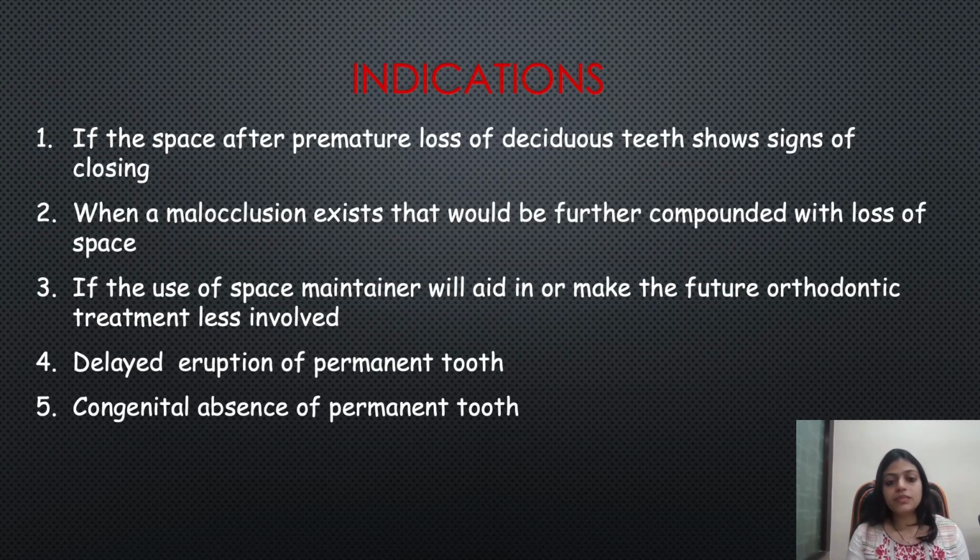So the indications are if the space after premature loss of deciduous teeth shows signs of closing, when a malocclusion exists that would be further compounded with loss of space, or if the use of a space maintainer will make future orthodontic treatment less involved. Also in delayed eruption of a permanent tooth, or if there is congenital absence of a permanent tooth where we need to maintain that space for further replacement in future.